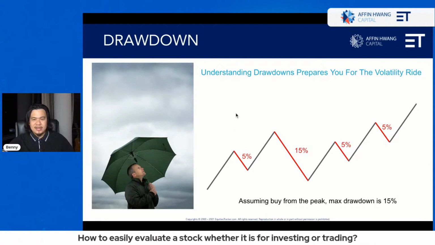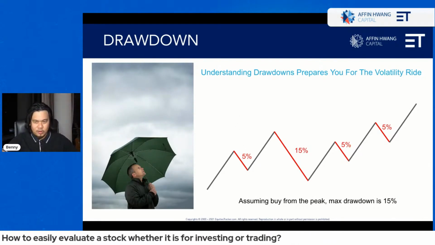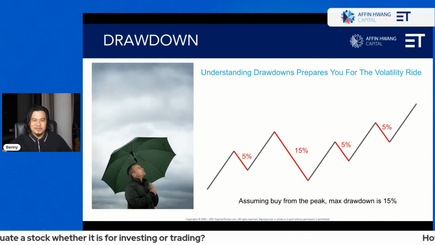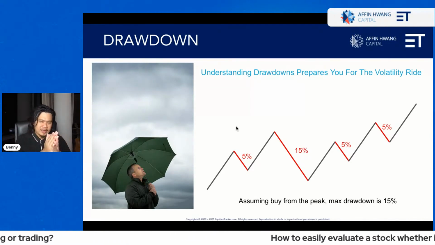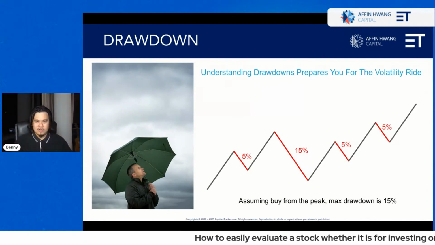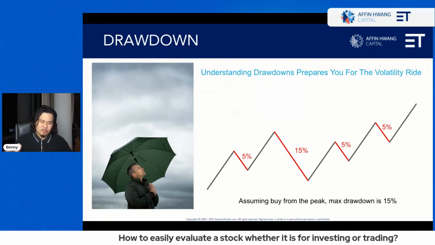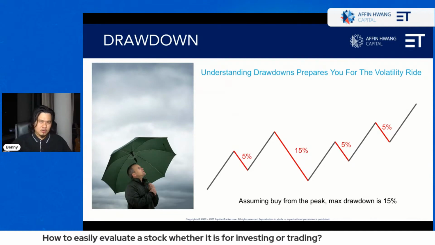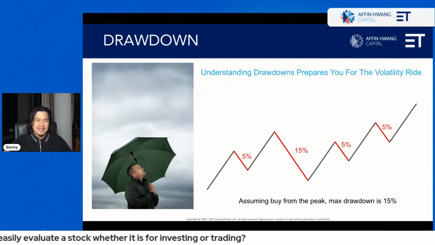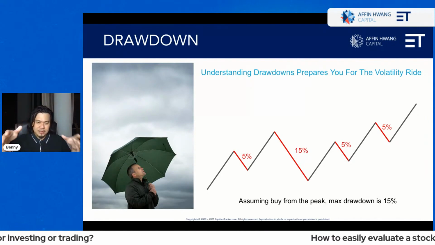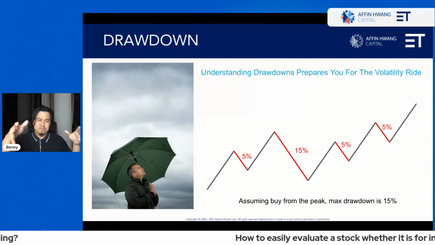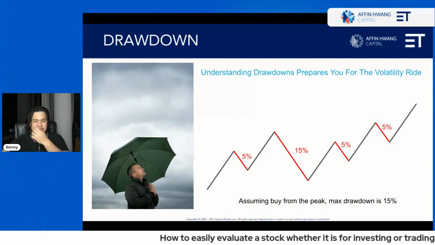So understanding drawdowns prepares you for the volatility ride. Remember, one of you guys mentioned that it's a roller coaster ride. So let's say you do an analysis on this particular stock over a period. You don't need to go and look at 20, 30 years; maybe the past 5 years or 10 years is good enough. And you see in that 10-year period, what was the biggest fall in prices?